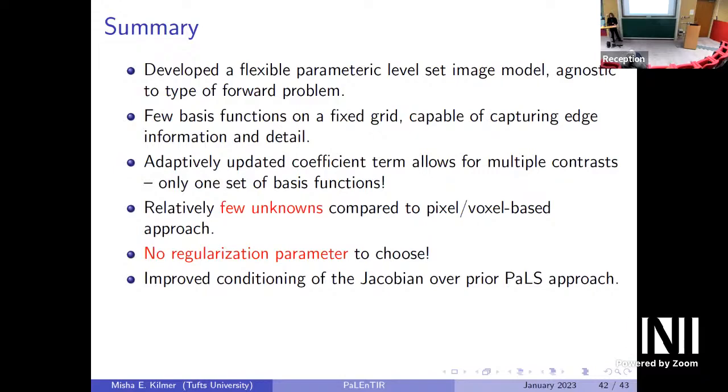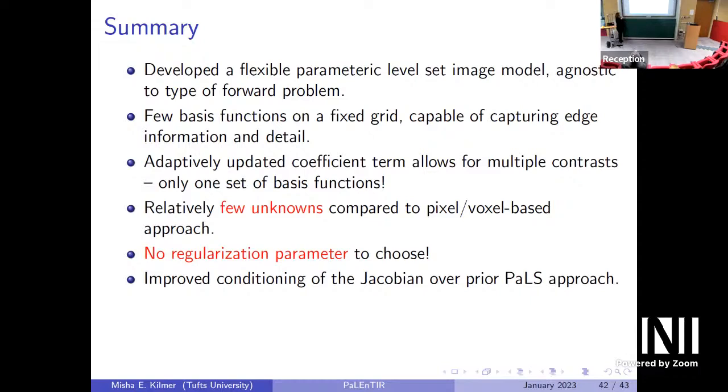So I think hopefully you're excited about what I showed you. I think we've developed this flexible parametric level set image model. It's agnostic to the type of forward problem. It doesn't care what your finite difference or finite element grid is, because it morphs on its own. We can get really sharp edges and detail with just a few basis functions on a fixed grid. And we can get multiple contrasts out of this as well. There's no regularization parameter to choose.